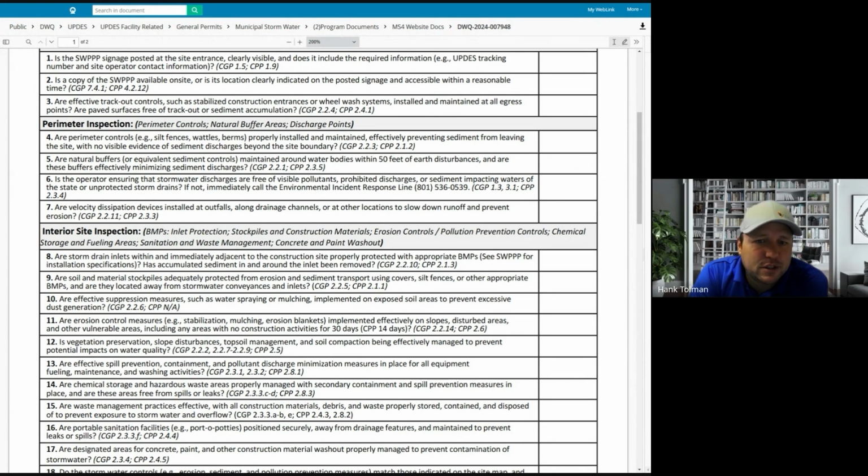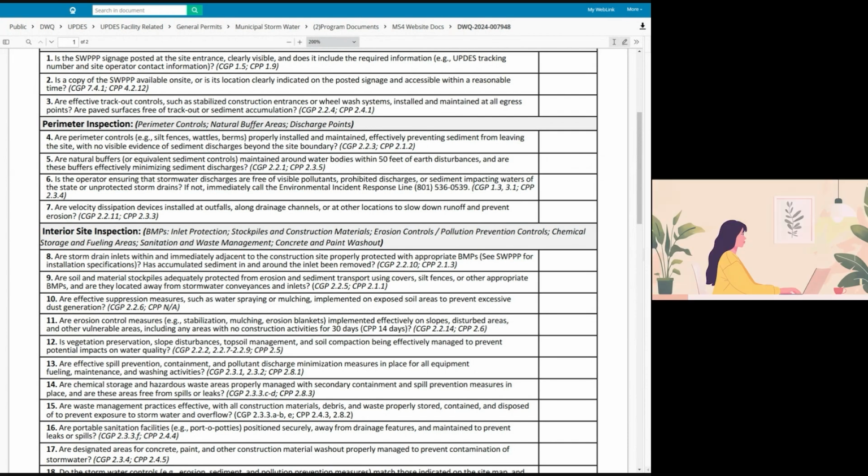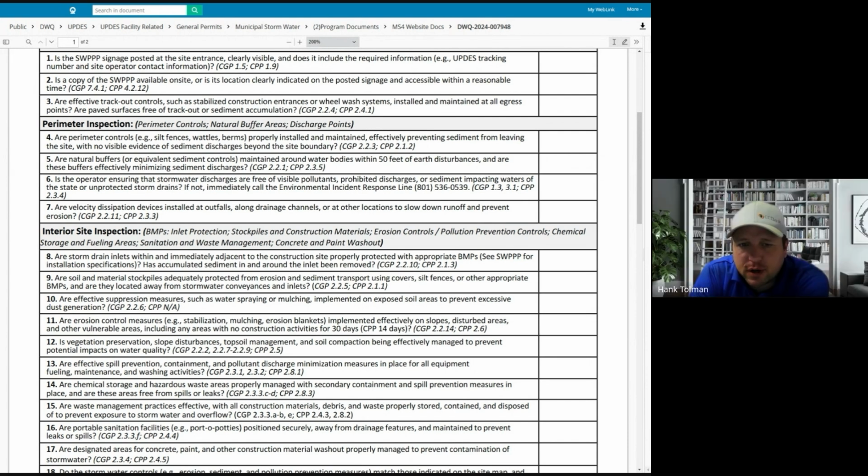Okay, so it slows it down, right? If you have a bunch of rocks and the water has to hit those rocks before it goes to where it's supposed to go, is that going to slow the water down? Absolutely, it's going to slow it down. So that's what a velocity dissipation device is. What are other examples of velocity dissipation devices? Check dams. Check dams, perfect. Check dams are a great example of velocity dissipation devices.